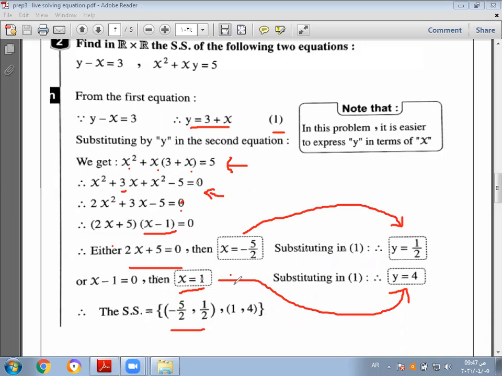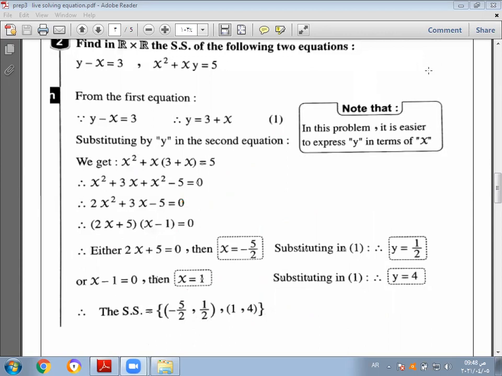The second ordered pair: when x equals 1, y equals 4. So the second pair will be 1 and 4. This is a solution set. But this says the two equations have two answers. The first answer is negative 5 over 2 and a half. The first solution. The second solution is 1 and 4.